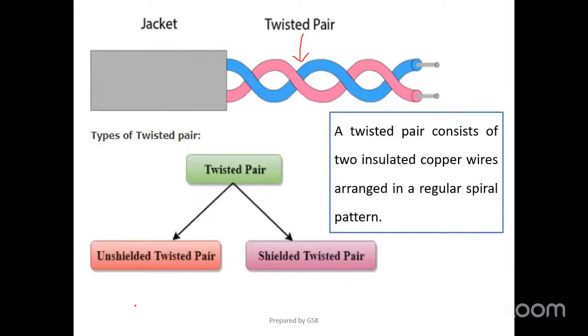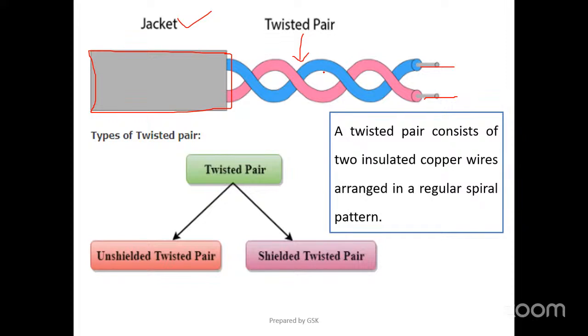And by this image, you can understand how the twisted pair will be. Here, for these twisted pairs, there is a protection covering made of plastic that is called a jacket. This is to give protection for the twisted pair cables. A twisted pair consists of two insulated copper wires, arranged in a regular spiral pattern. You can observe they are twisted to each other, or in simple words, it is just like a spiral pattern.